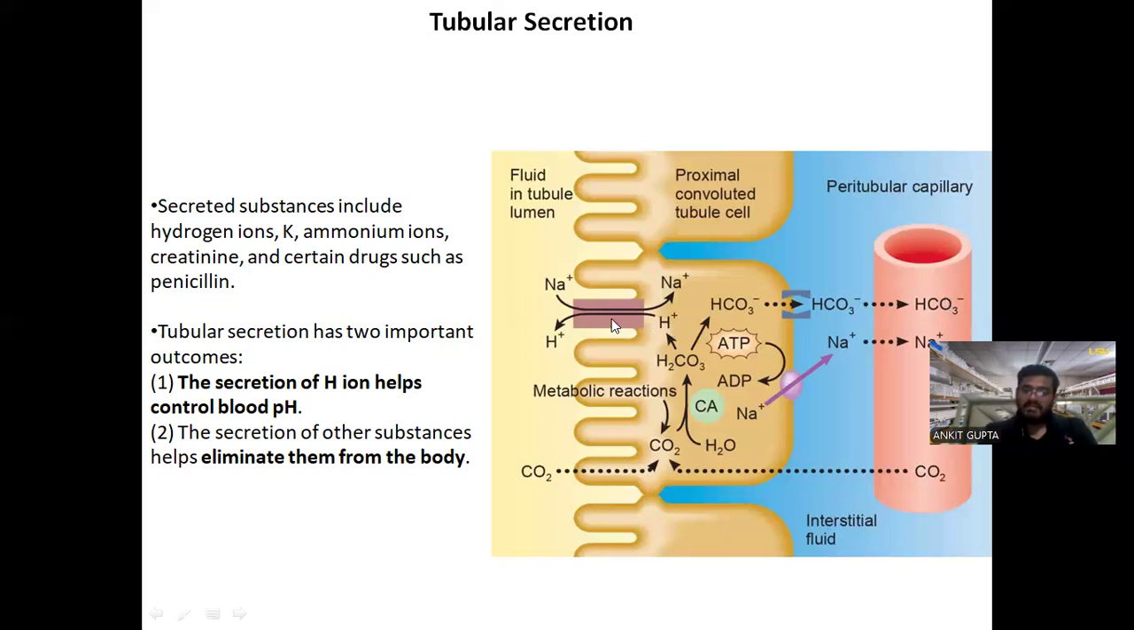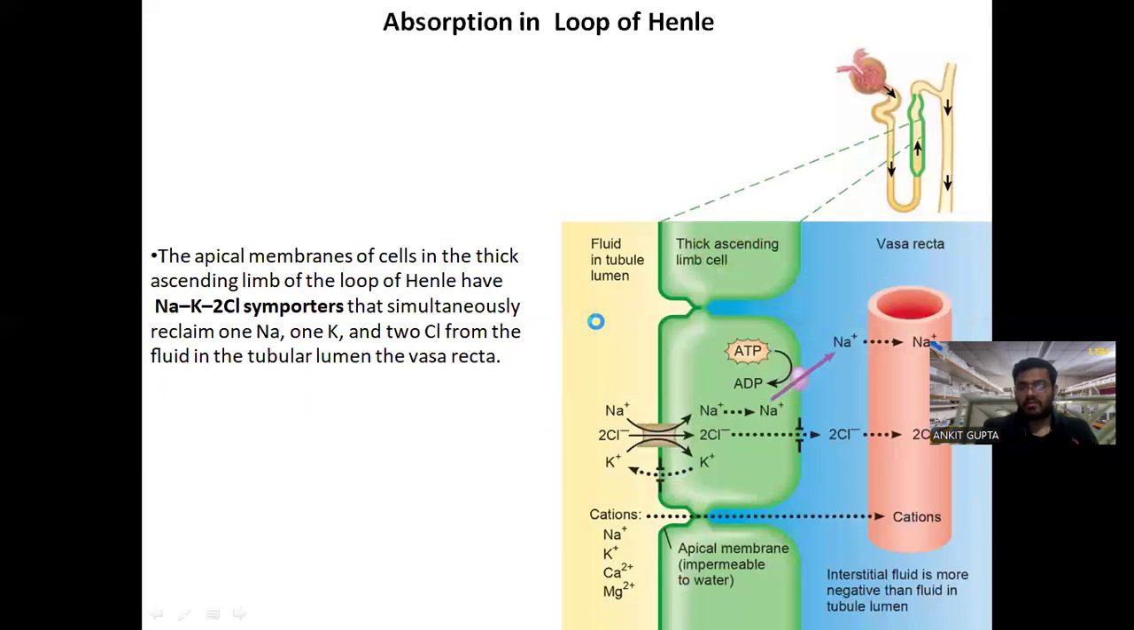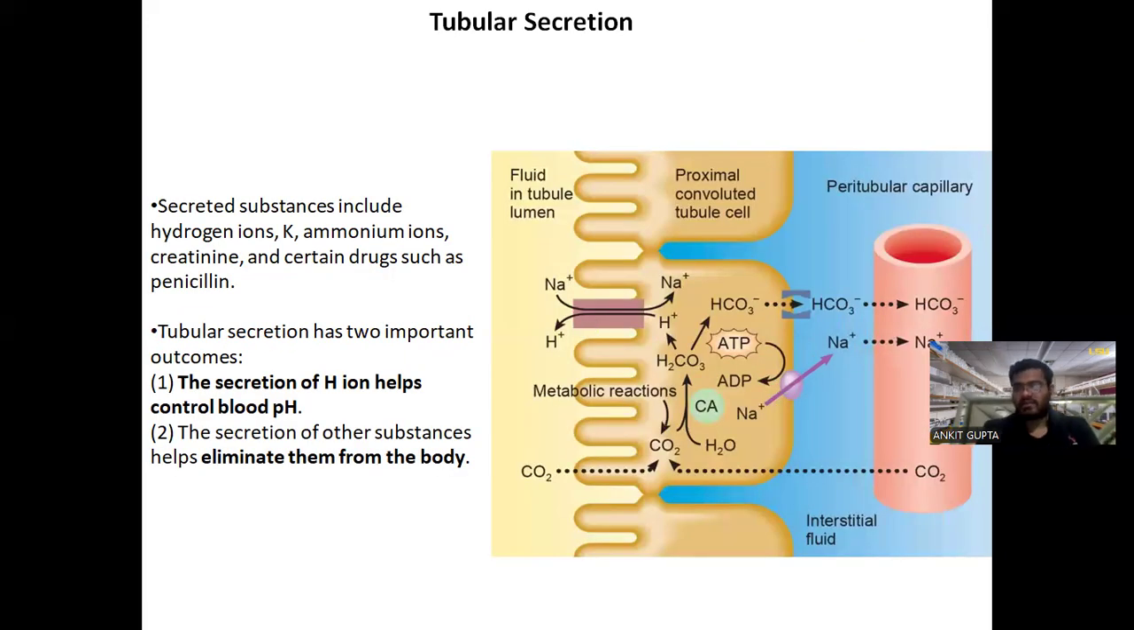So what happens is, this is an example of an antiporter, as we were discussing in the previous slide. It was a symporter; this is an antiporter. How an antiporter works is it transports one molecule from higher concentration to lower concentration in one direction, and another solute from higher concentration to lower concentration in the exact opposite direction.